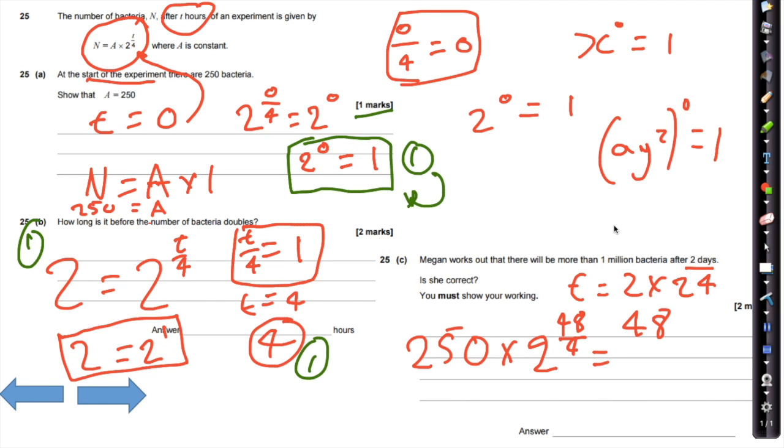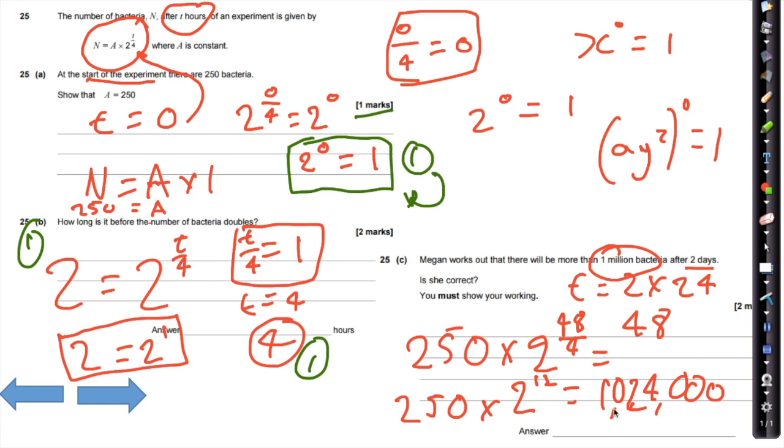What would that be? 48 over 4 is 12, so 250 times 2 to the power of 12. Type that into your calculator and you're going to find 1,024,000. That is now n, which is the number of bacteria, so she is right. So the answer is yes, and you need 1,024,000.